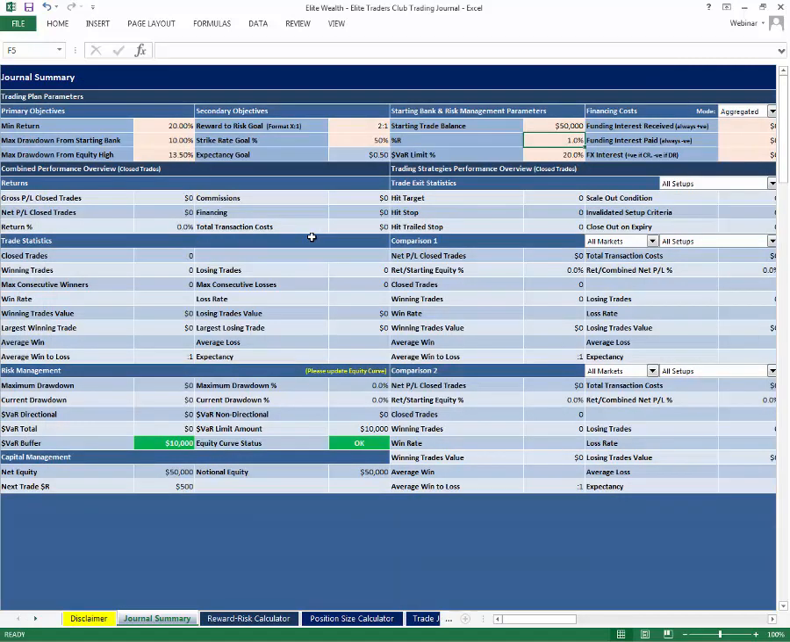So that's the end of this first webinar. The next webinar, we will go through a couple of these pages in detail, the reward to risk calculator page and the position sizing calculator page. And then the third webinar will go through the trade journal page and the portfolio management page.